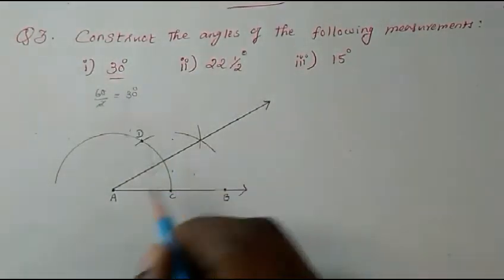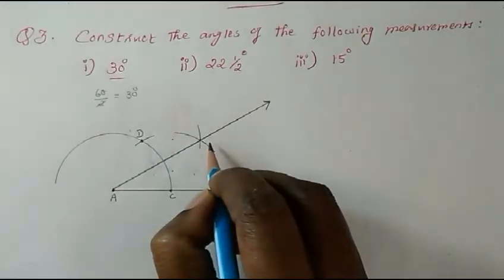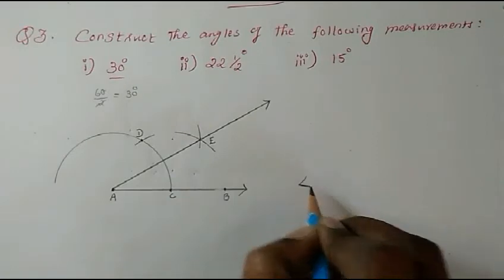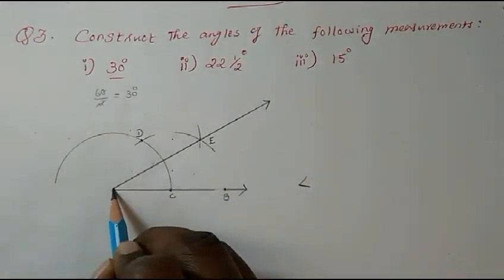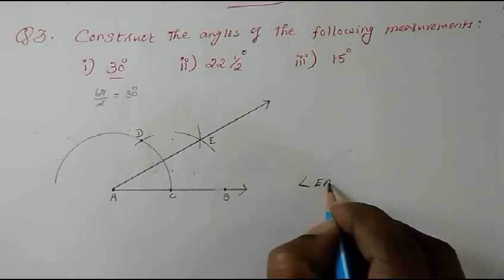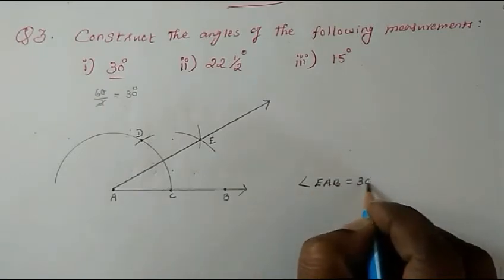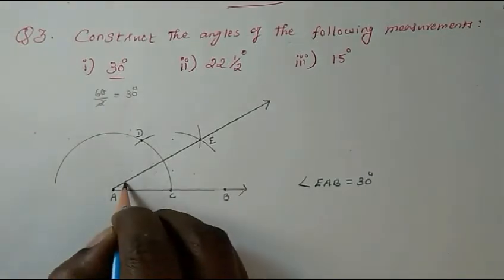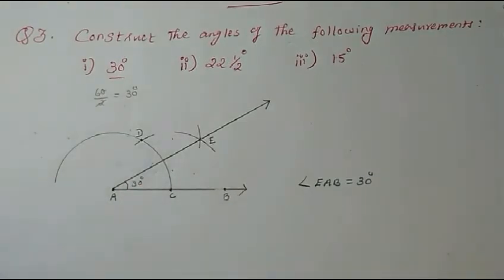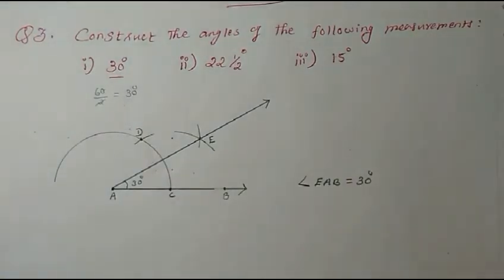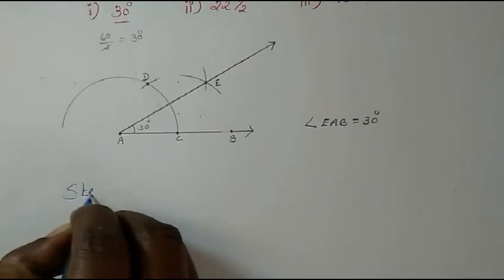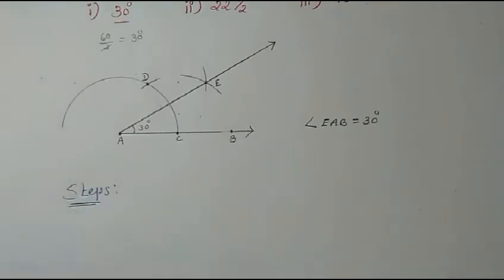So this you can name. This is A, B, C, D. This can be your E. So that means angle EAB is equal to 30 degrees. You can mention here also 30 degrees. I hope it is clear to you. Now you can write the steps. It is very easy to write the steps. I told you how to do it.